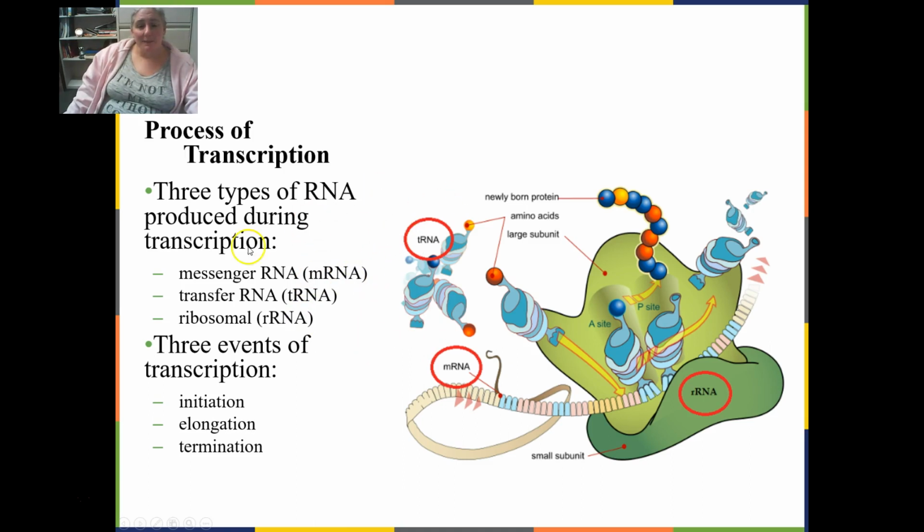There are 3 types of RNA that can be formed during transcription. The one we always talk about is messenger RNA, but we also produce our transfer RNAs and our ribosomal RNAs through transcription.